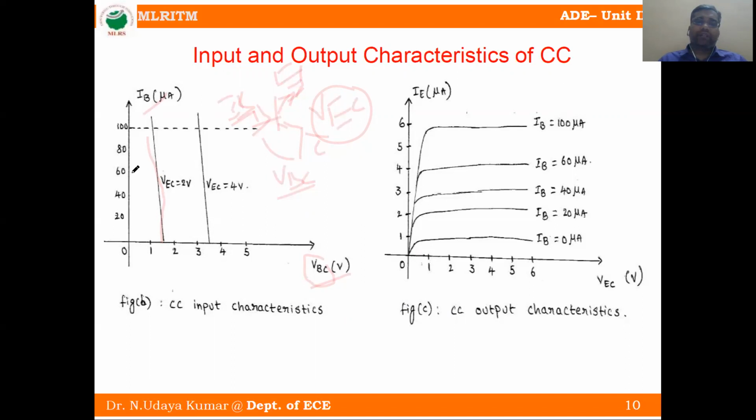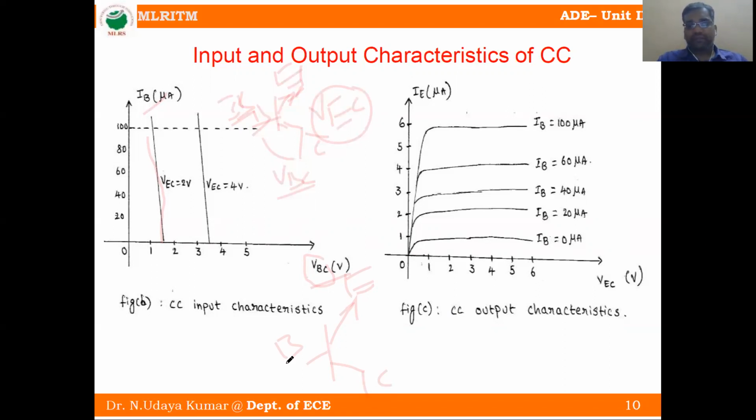Okay, this is called the output characteristics of CC. So what do we mean by output characteristics? Similar to the input side. This is the transistor, this is the emitter terminal, this is the collector terminal, this is the base terminal. Output side means the right hand side.